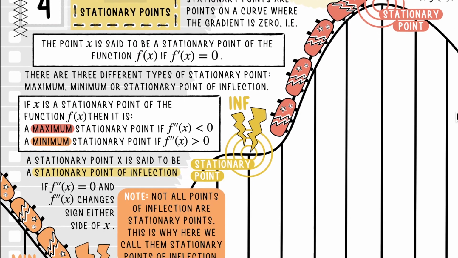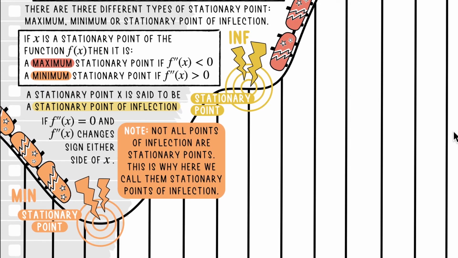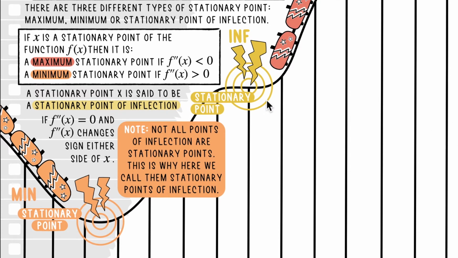You can actually find the nature of stationary points. And the way you find them is by looking at the second derivative of a function. So when you have two dashes here, that means second derivative. And the way you get to that is really easy. You differentiate your function twice.